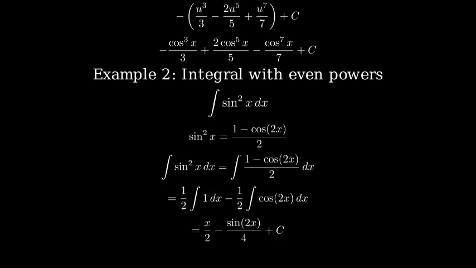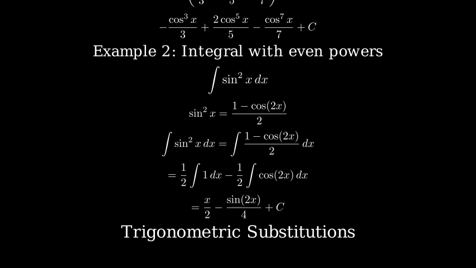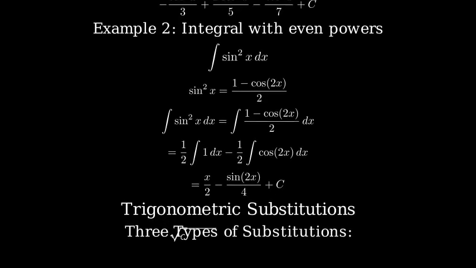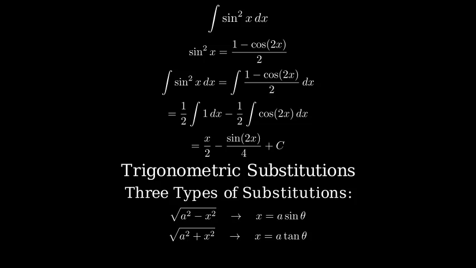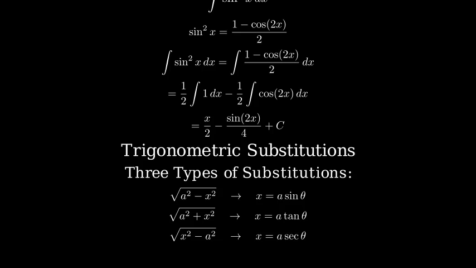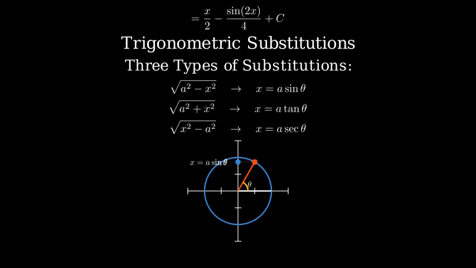Let's move on to our second major topic, trigonometric substitutions. Trigonometric substitutions are powerful techniques for dealing with integrals containing certain types of radicals. We have three main types of substitutions. For square root of a squared minus x squared, we use x equals a times sine of theta. For square root of a squared plus x squared, we use x equals a times tangent of theta. And for square root of x squared minus a squared, we use x equals a times secant of theta. These substitutions work because they convert complicated radical expressions into simpler trigonometric expressions.